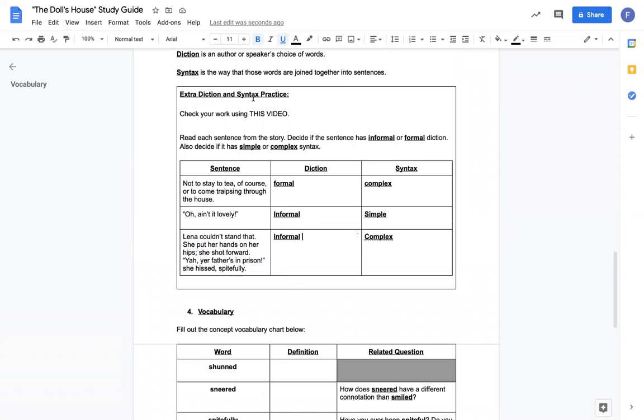But those are those study guide examples. If you want more practice with diction and syntax, please let me know. I can always provide that for you.